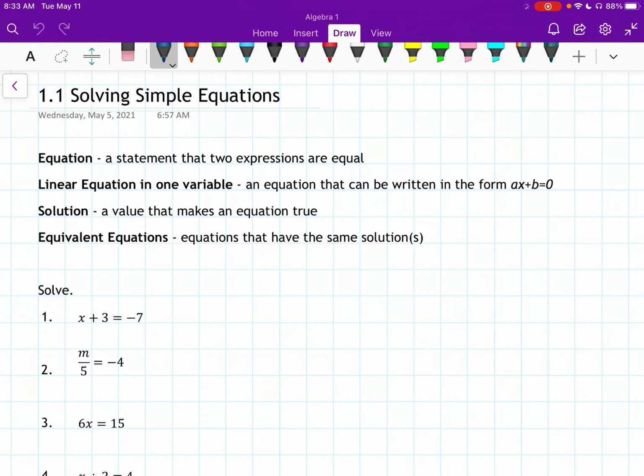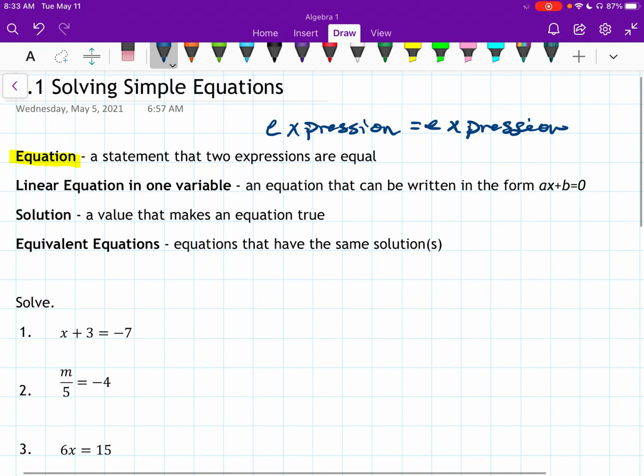All right, 1.1, solving simple equations. So starting off, we have some definitions. We have an equation. An equation is a statement that two expressions are equal. So it's something like expression equals an expression, right? The whole thing is an equation, but each piece of it is an expression. An expression is just like a string of numbers or a string of variables and numbers. And then the equation is where you have the equal sign and it equals something.